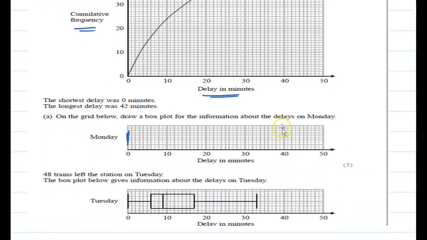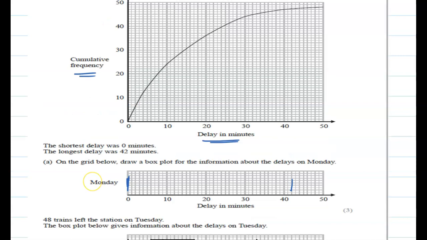Now, 48 trains left, so half of 48 will be 24. So 24 will be here: 21, 22, 23, 24. If you join them, it is coming here at 10. So this will be your median, that is called Q2. Q2 is 10, so this is your median.